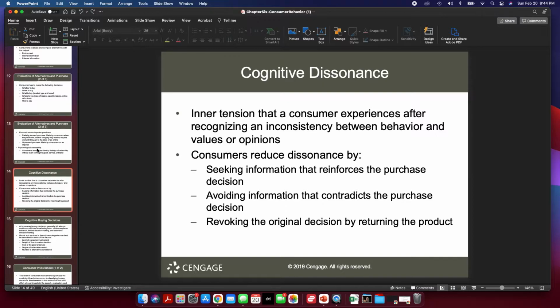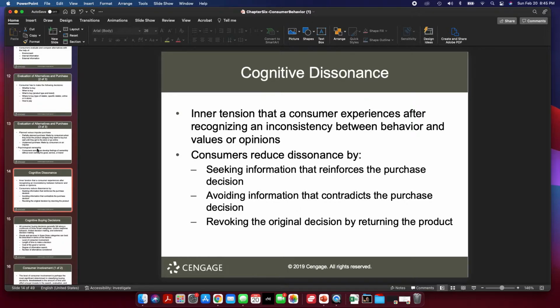Cognitive dissonance, right? Cognitive dissonance, otherwise known as buyer's remorse, is the inner tension that a consumer experiences after recognizing an inconsistency between behavior, values, and opinions. My wife and I just had doors put in our house, and we're looking at it and finding all these little things that are wrong with it, and it's adding up. It's causing a little bit of buyer's remorse, right?